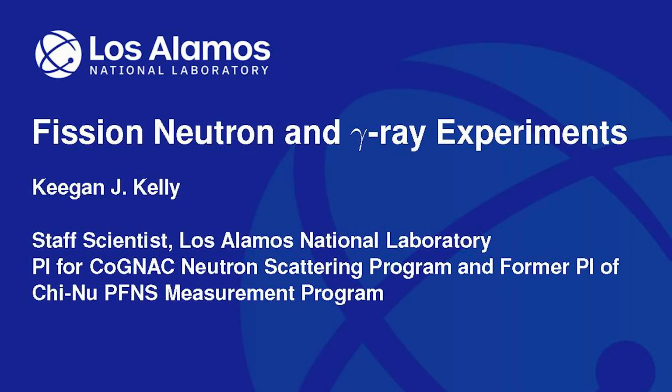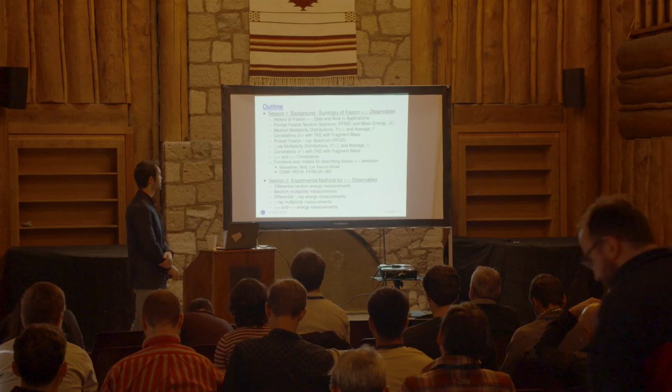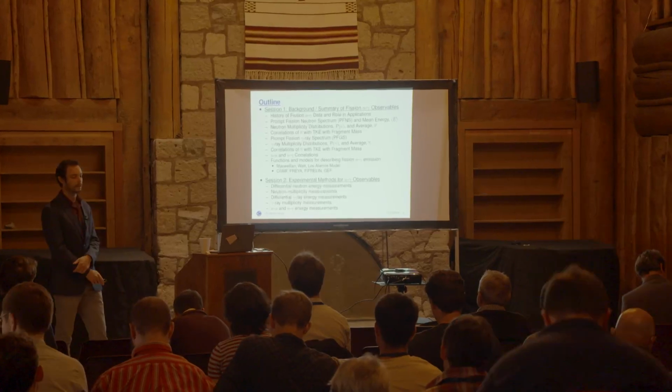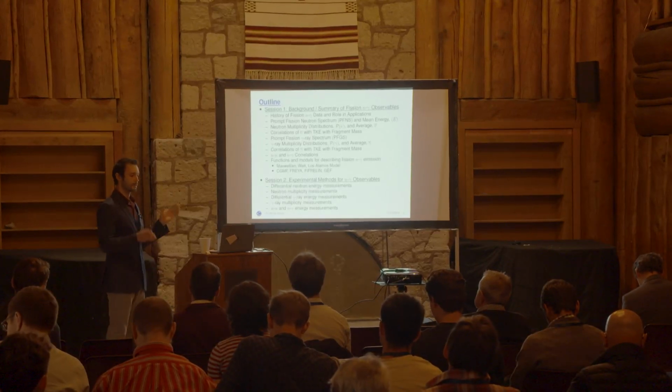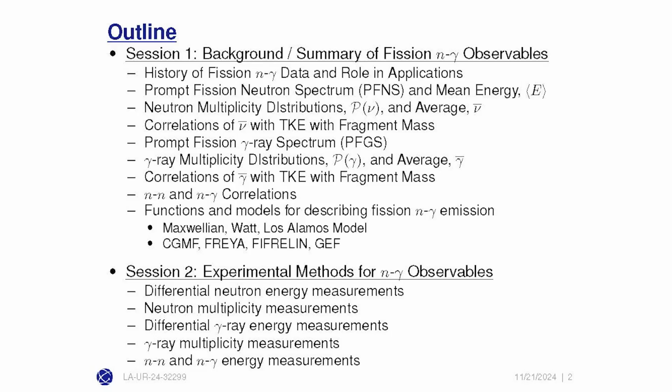Well, it's an honor to be able to speak to you about fission, neutron, and gamma ray experiments today. I'm going to try to cover quite a bit of material, some in more detail than others. To briefly outline the two sessions that I'll cover today, we'll talk about some history of N-gamma emission, prompt fission neutron spectra and mean energies of those distributions, and then neutron multiplicities, multiplicity distributions, and average neutron multiplicities. And then correlations of nubar with kinetic energy and other fragment properties.